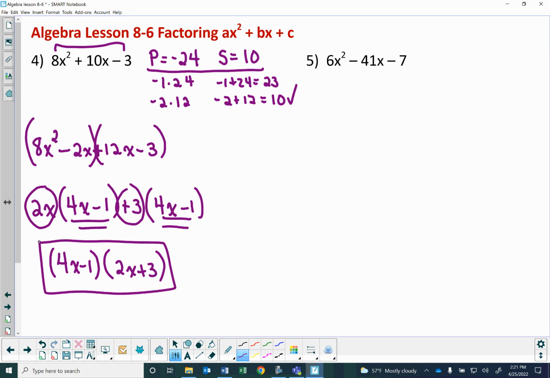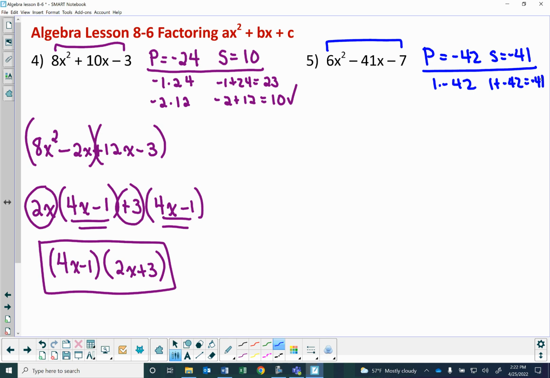Number 5, 6x squared minus 41x minus 7. I need a product of 6 times negative 7, which is negative 42, and a sum of negative 41. Here's the deal. I know my numbers have to be really far apart for me to get a sum of negative 41. And the larger of the two factors has to be negative. So I'm thinking 1 and negative 42, because 1 plus negative 42 is equal to negative 41.